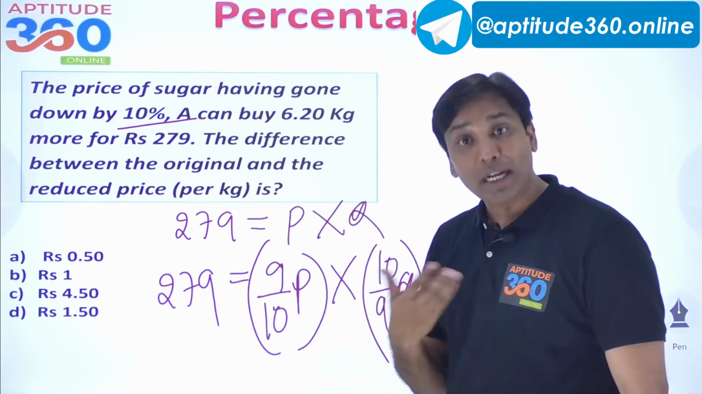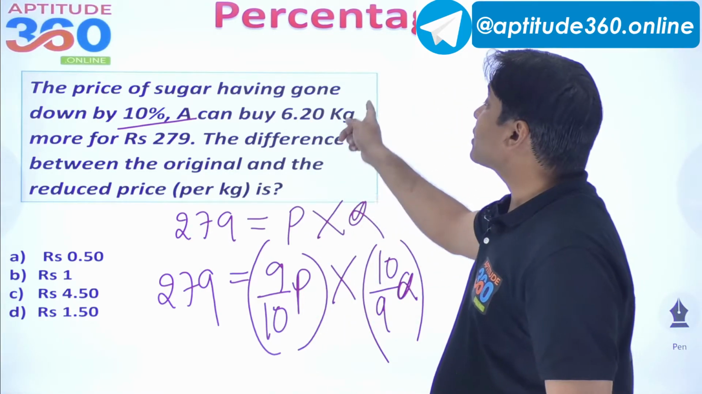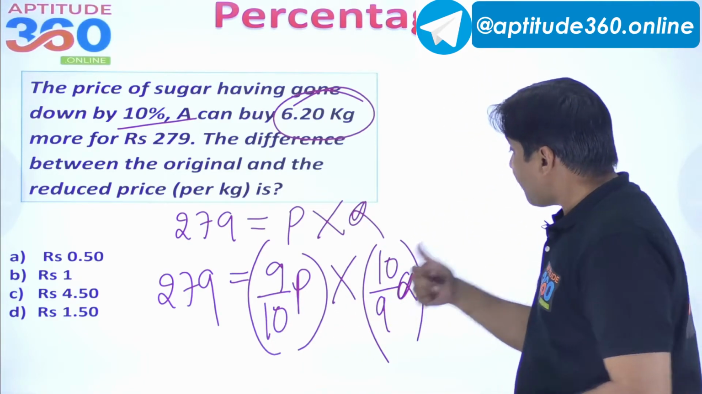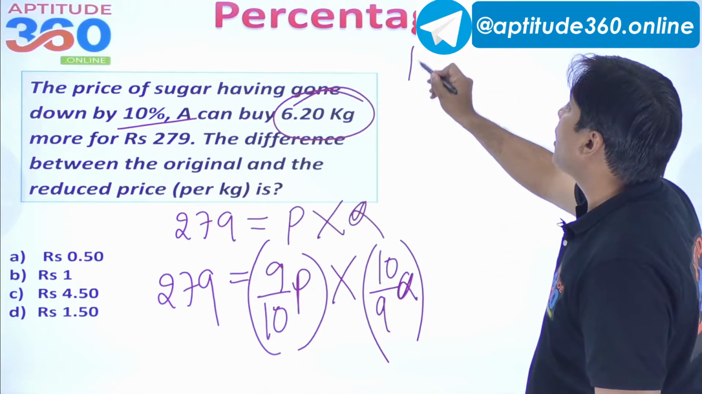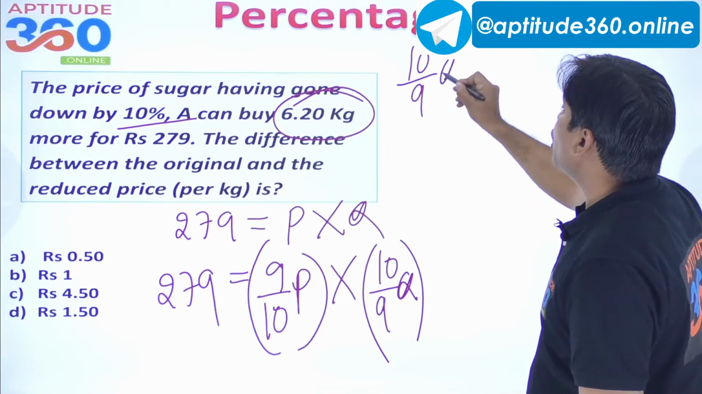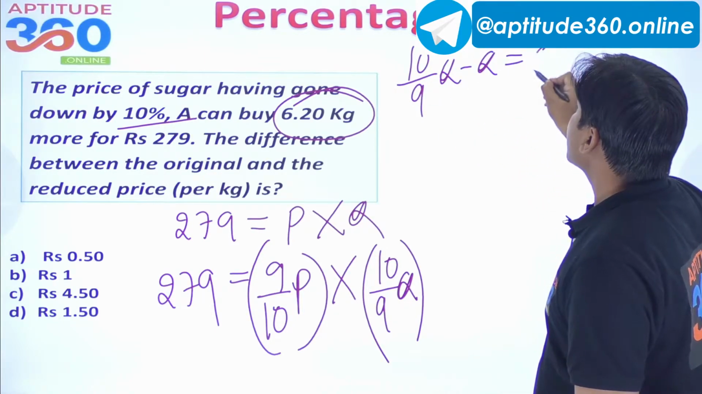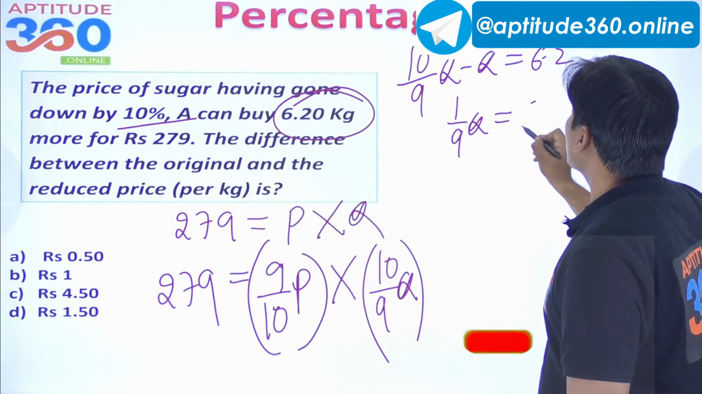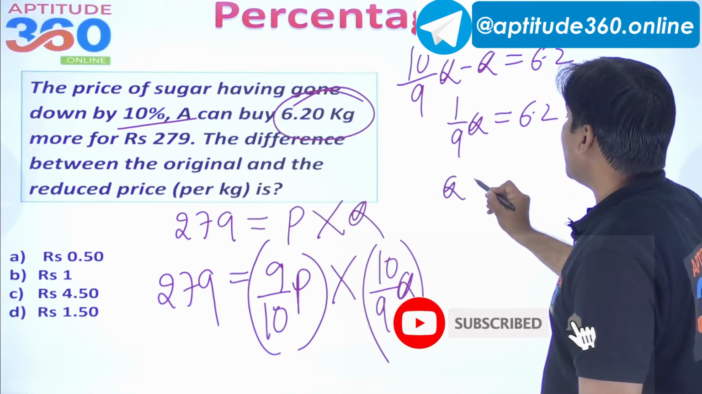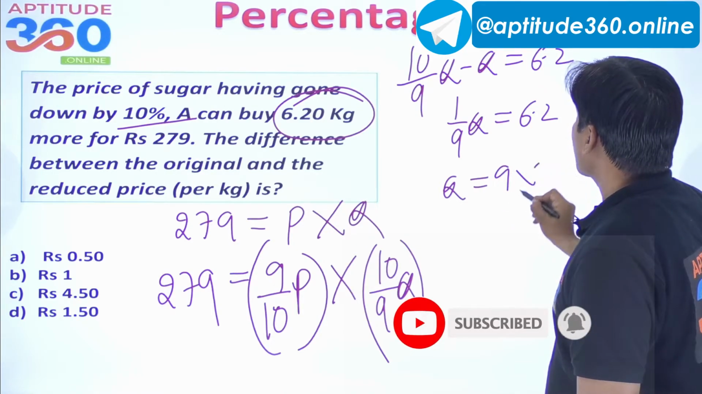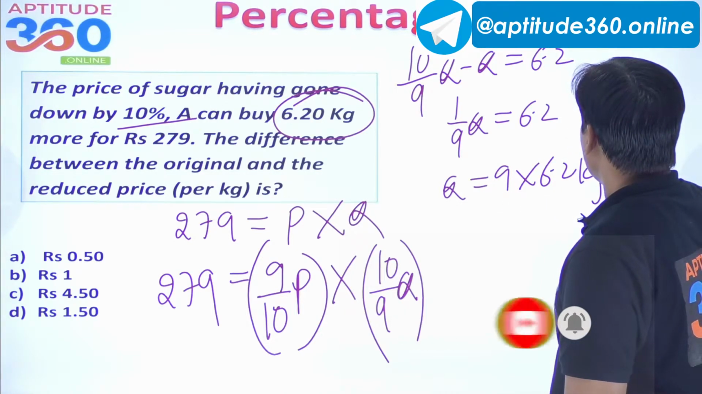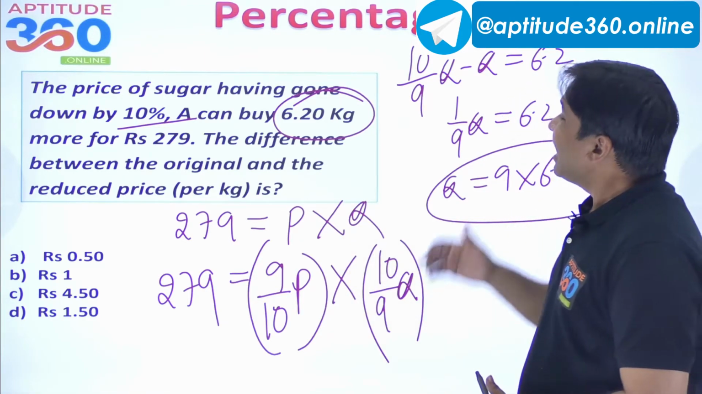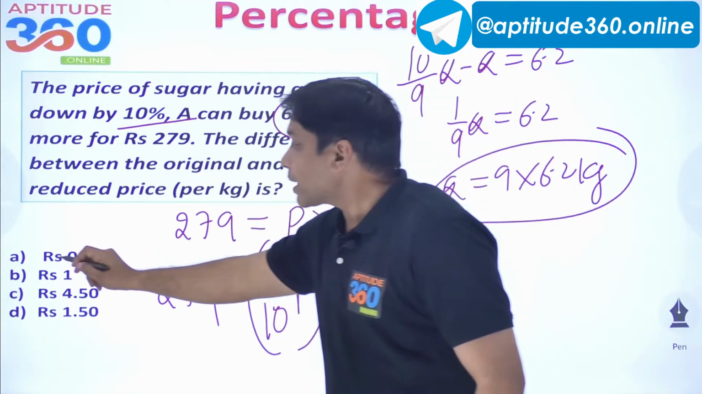Earlier he was buying more anyway. Now the problem says how much more he bought. According to the problem, it is 6.2 kilogram. According to us, how much is it? According to us it is 10/9 q minus q is equal to 6.2, and then 1/9 q should be coming out as 6.2. So the value of q is 9 into 6.2 kilogram. Probably you will be able to proceed with this problem, right? I am not going further with this. This answer is coming out as this value.